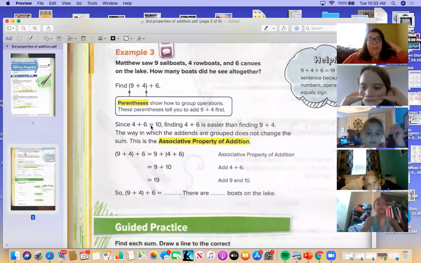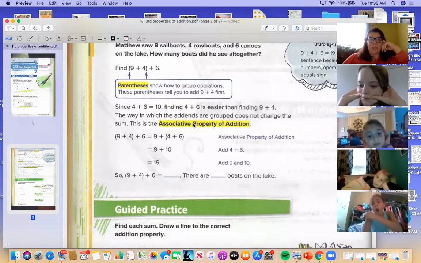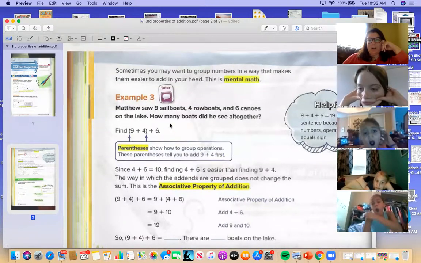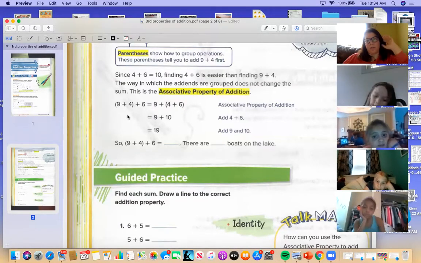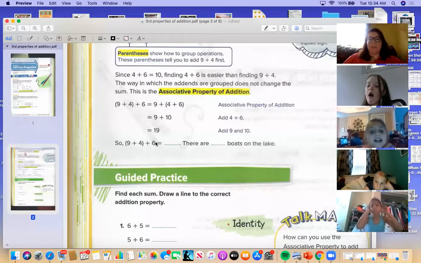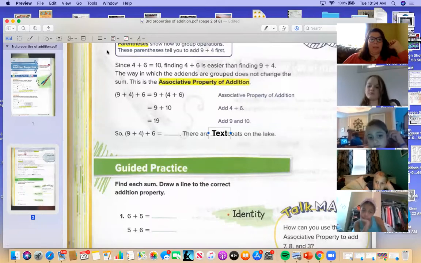But since 4 and 6 make 10, and finding 4 plus 6 is easier than finding 9 plus 4, he's going to use the associative property. It's basically like the commutative property, except we've got more numbers to add, but it's still the same deal. It doesn't matter the order. So if you add 4 plus 6 first and get 10, then 10 plus 9 is easier to add than 9 plus 4 is 13, 13 plus 6 is 19. Still gives you the same answer, right? There's still 19 boats on the lake.